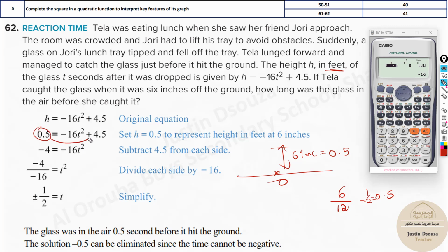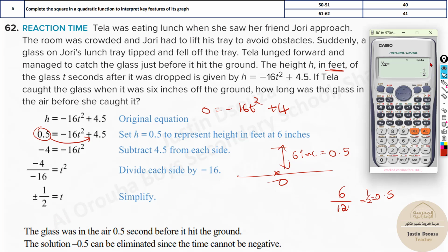Now this 0.5 goes to the other side. What happens? It'll be 0 equals negative 4, sorry, negative 16t squared plus 4.5 minus 0.5, which would be plus 4. This is the thing which we need to substitute. So minus 16 is correct. What we had substituted as 0, here it must be 4. And the answer is half and negative half, plus or minus half.